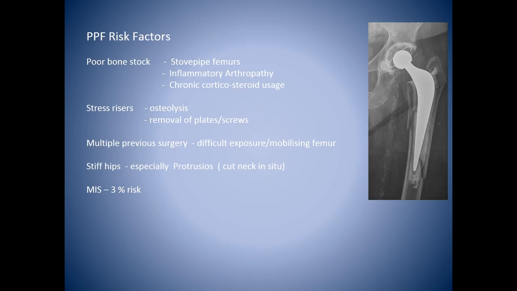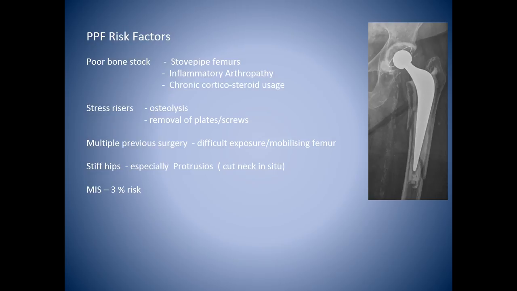Risk factors, obviously poor bone stock is one of the commonest things that we see it in, and poor steroid usage. Stress risers, and particularly this, if you're removing plates and screws, you really should try and bypass them or at least protect weight bearing for the first couple of months if you're removing rigid screw plates, etc., and you are putting an implant past it.